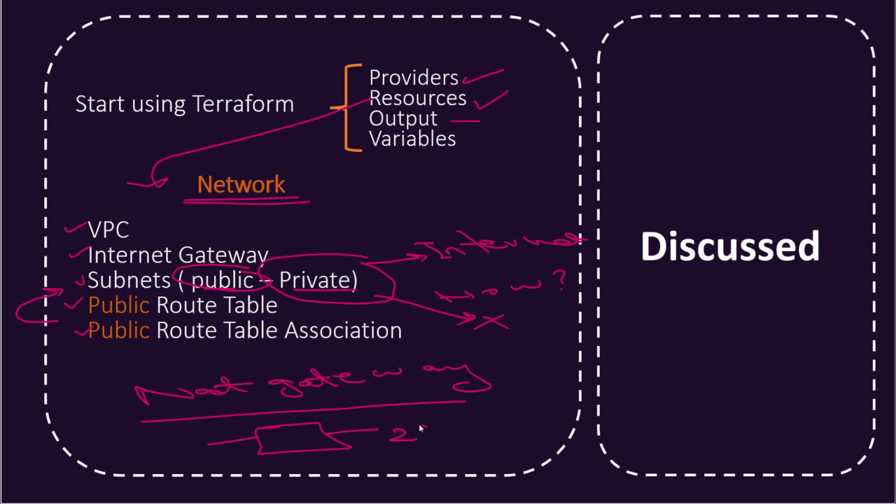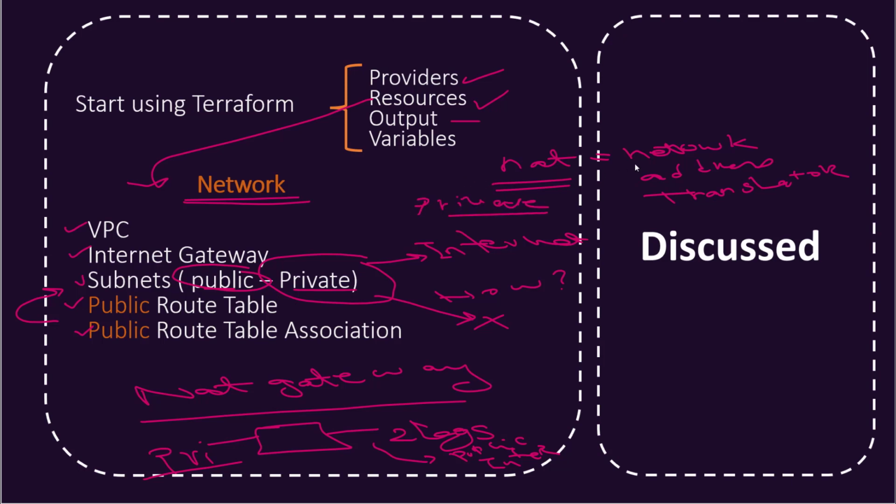NAT gateway has two legs. One leg sits in the public side and has access to the internet, and another leg sits in the private subnet. You know, NAT is an abbreviation for Network Address Translator. I don't want to go deep inside how NAT works, but in summary, it translates a private IP to a public one. Normally, if a NAT gateway is to work, it needs a public IP.